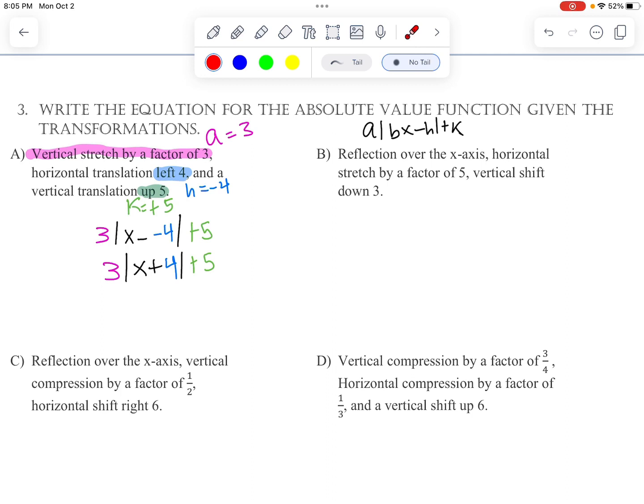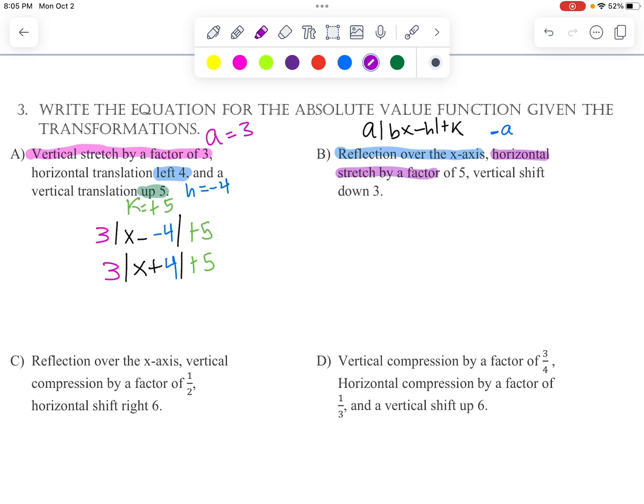So reflection over the x-axis means I'm going to have a negative out in front of my a. So I will have a negative, and then I'm going to have my a. Okay, and I don't think we're going to have an a value here, but we will have a negative in front of the a. Now, horizontal stretch by a factor of 5.